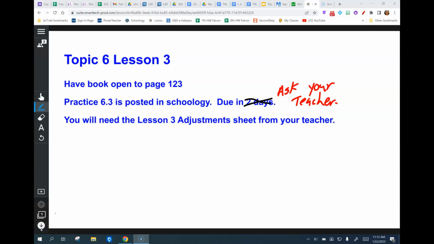Hello again. We are in Topic 6, Lesson 3. Open your books to page 123. Practice 6.3 is posted in Schoology and it's due in Ask Your Teacher.